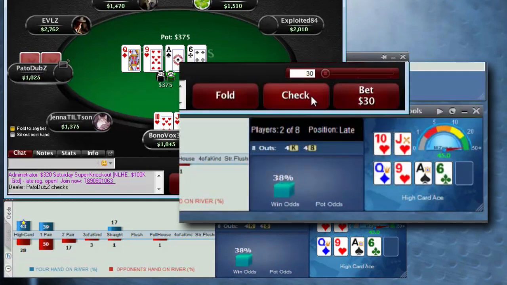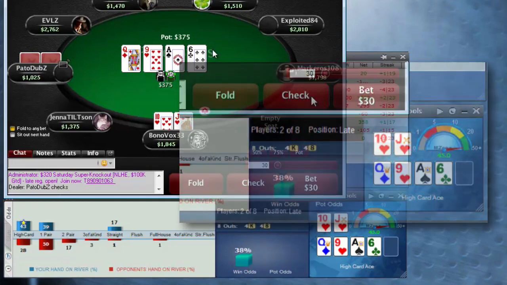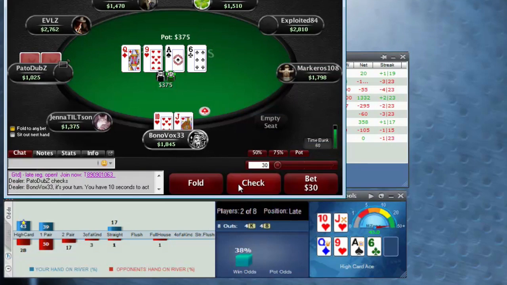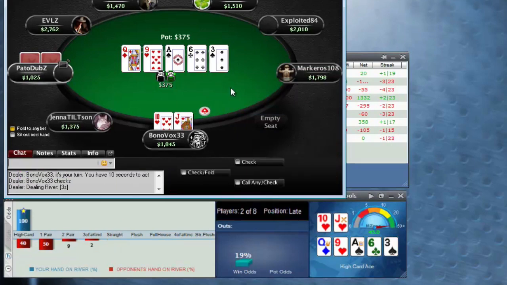Since he gave me this free card at the end, which is what happens when you flat call, I'm going to flat call too. So he's probably got something, meaning I could expect a bet here coming right now. I am going to fold if he bets.